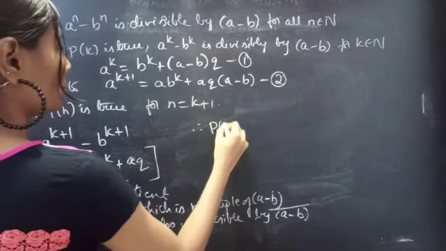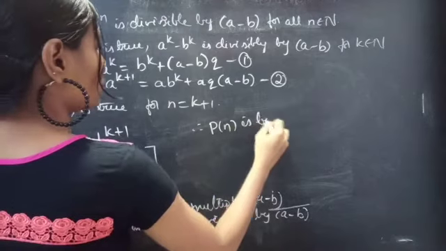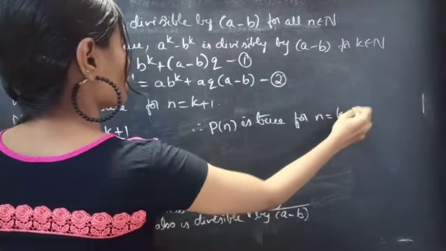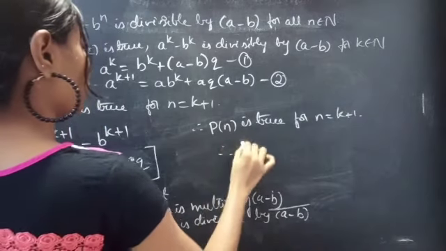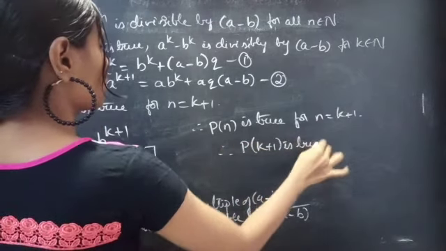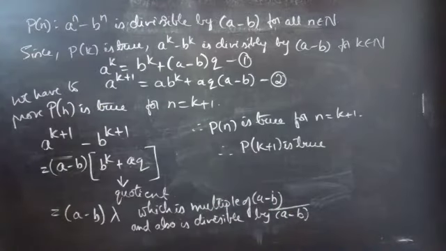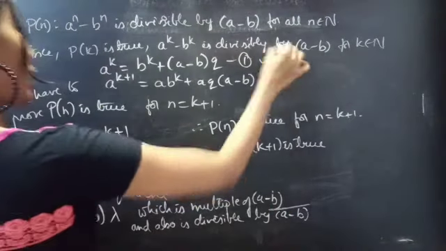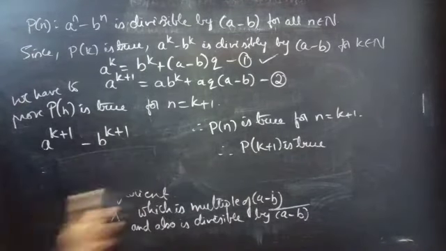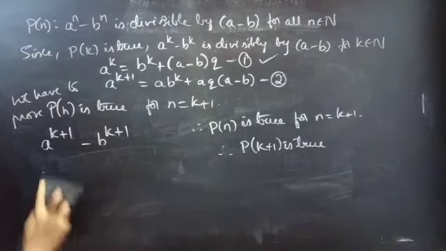therefore p of n is true for n equals k plus 1. Again, from this we can say that p of k plus 1 is true. Now we have used a power k and proved that p of k plus 1 is true. What happens if we replace a power k plus 1?